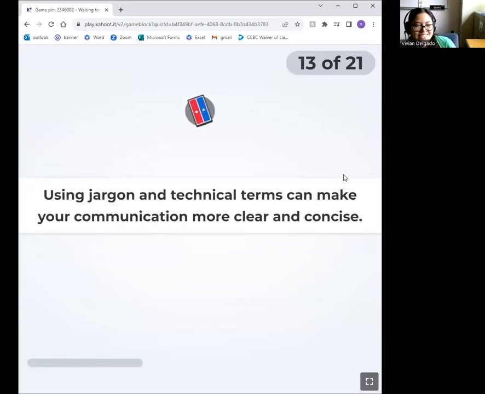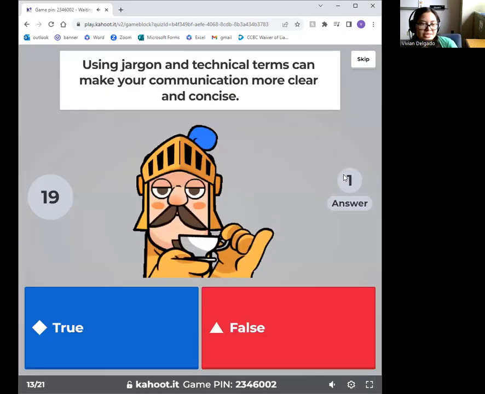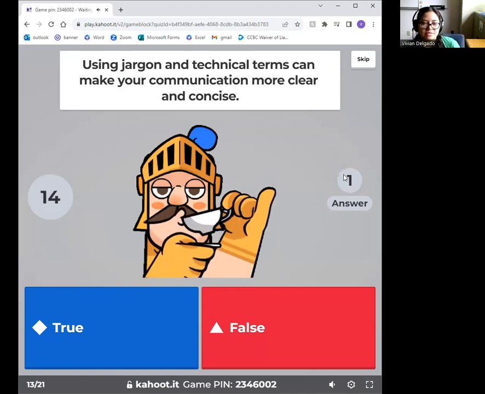Our next question is a true or false. Using jargon and technical terms can make your communication more clear and concise.